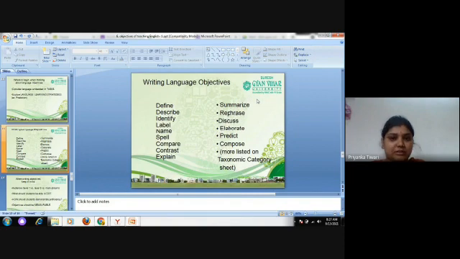Writing language objectives. First of all: define, describe, identify, label, name, spell, compare.